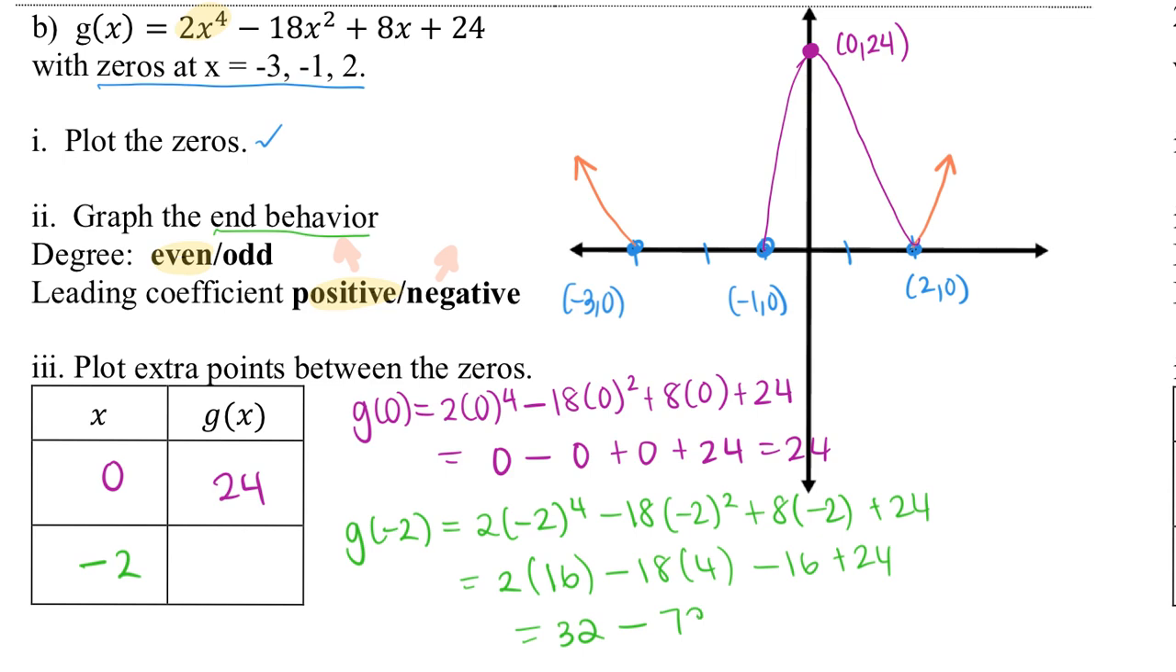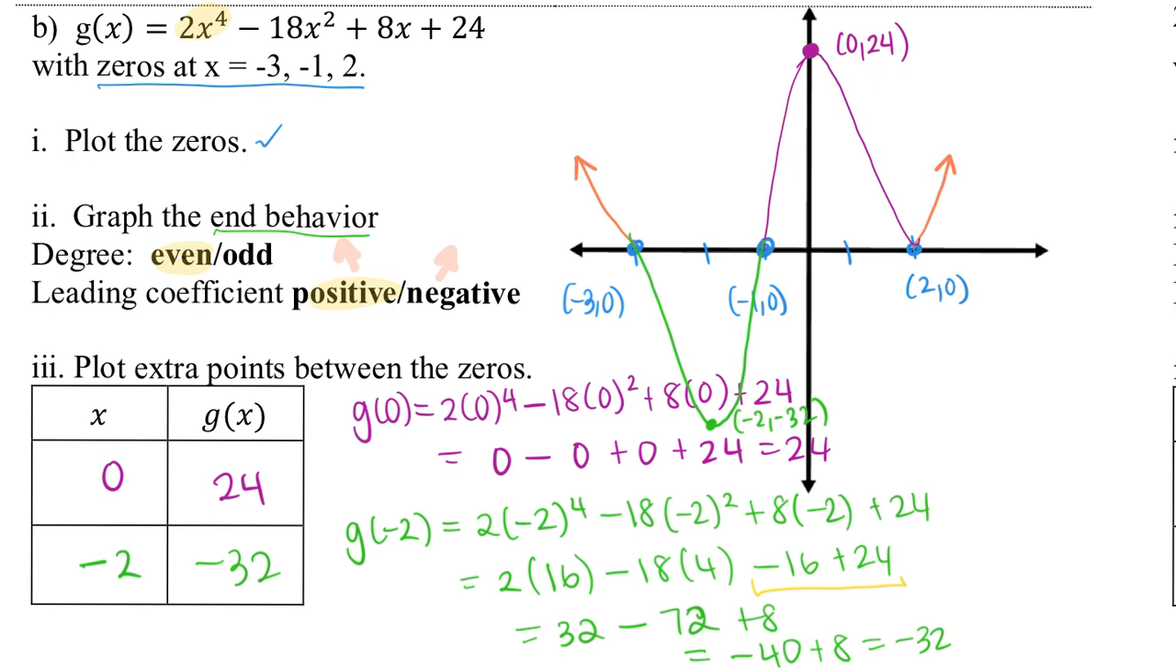36, 72. Should I add these up? I'm going to go ahead and add these up. 24 minus 16 is positive 8. So what is that? 32 minus 72 is -40 plus 8. So -32. Okay, and this is a sketch, but I know the -2, -32 is going to be down. And that's enough for me to get my curves going the right way. So I know this is going to go down. It goes back up and hits that 0.